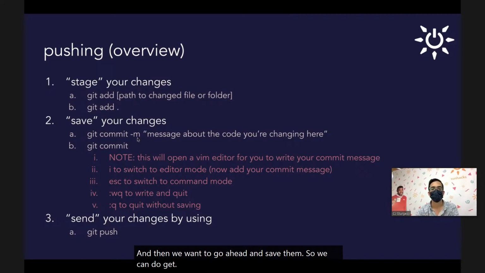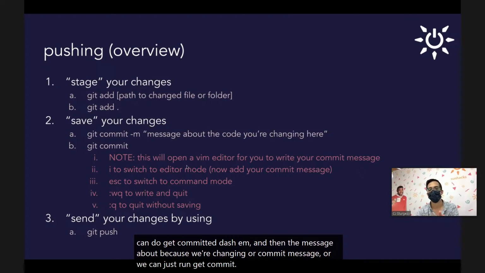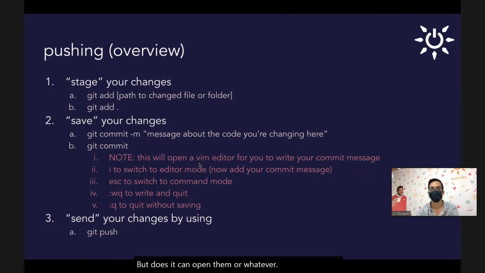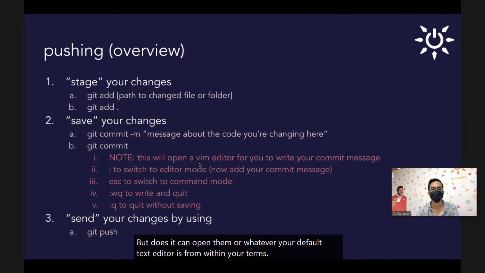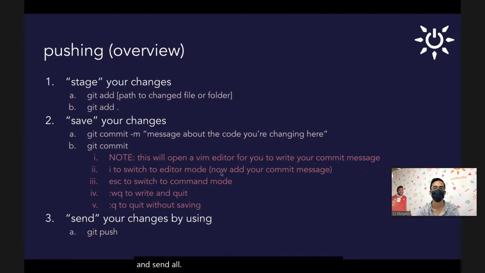And then we want to go ahead and save them. So we can do git commit -m and then the message about the code we're changing, or our commit message, or we can just run git commit. But this is going to open Vim or whatever your default text editor is from within your terminal, and it's going to ask you to write a commit message here. Definitely easier to just use the -m. Then finally, when you're all set and done, git push will go ahead and send all of that code up to your remote repository, GitHub in this case.